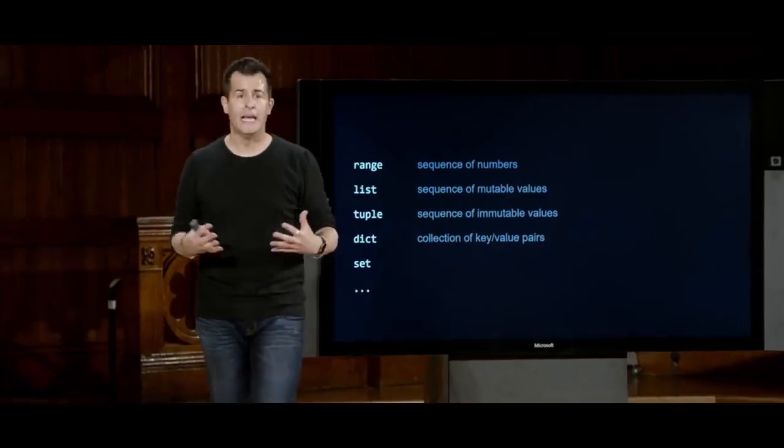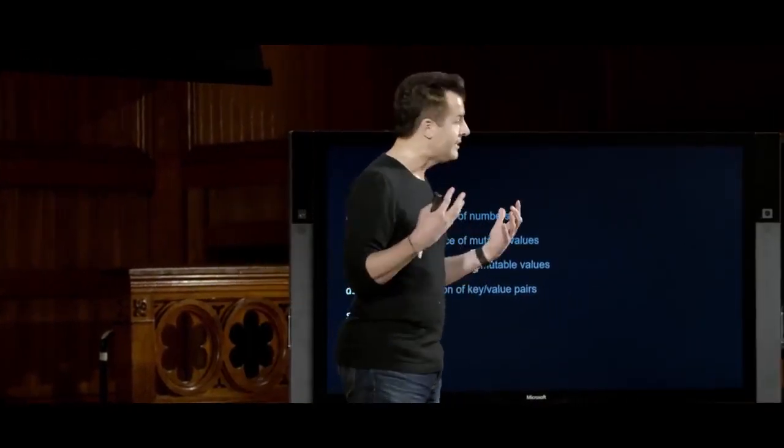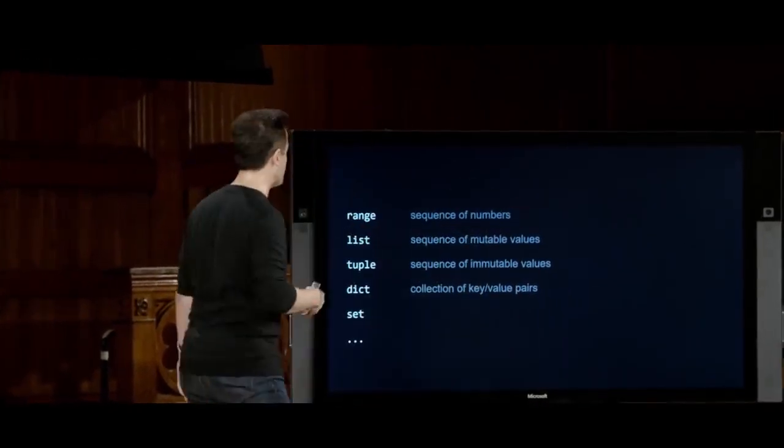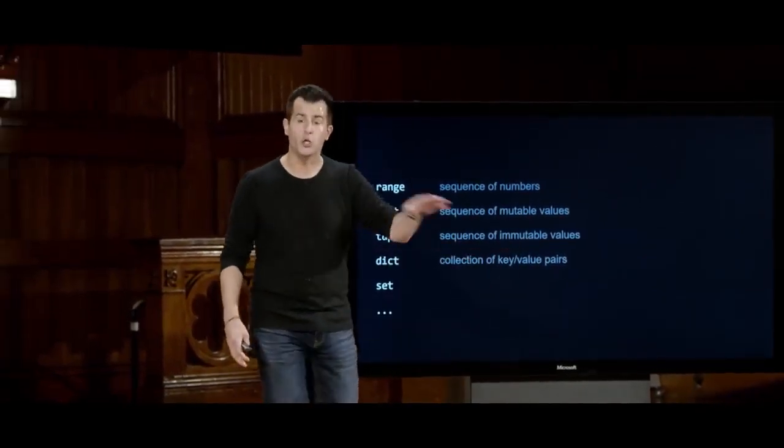Dict, or dictionary, is a collection of key value pairs. And this is the abstract data type, to borrow a word from a couple weeks ago, that underneath the hood is implemented with the thing we called, and you built for pset 5, a hash table.